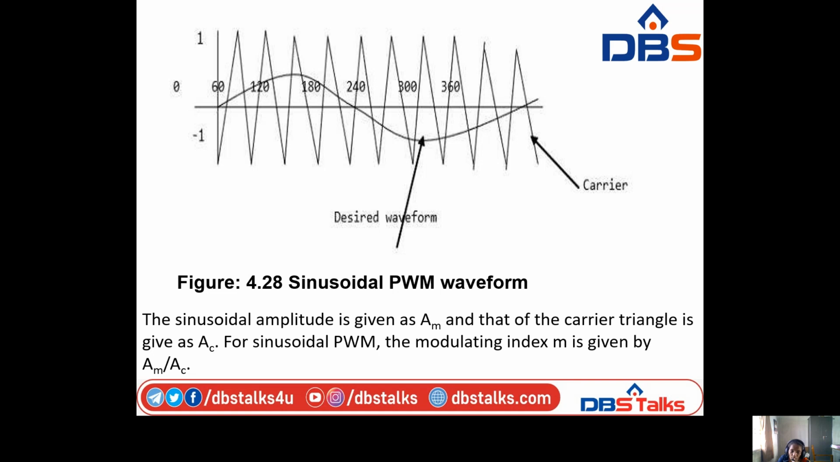The sinusoidal amplitude is given as AM, and that of the carrier triangle is given as AC. So for sinusoidal PWM, the modulating index M is equal to AM by AC, that is, the amplitude of the sinusoidal signal by the amplitude of the carrier signal. The carrier signal means the triangular waveform. So the modulation index M equals AM by AC.